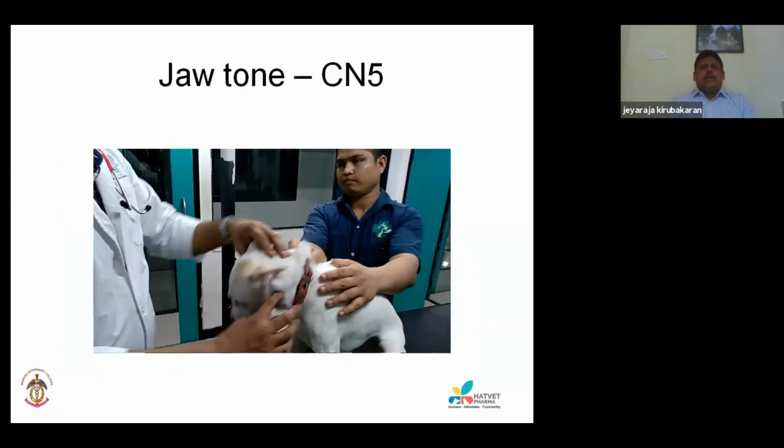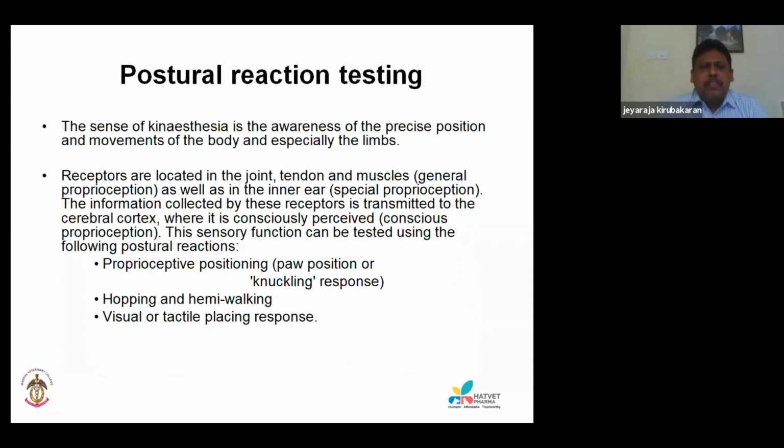Okay, so that is about the cranial nerves. Once you are done with the cranial nerves, then you do postural reaction testing. It is something like that. It's a sense of kinesthesia, that is awareness of the precise position of your limb and the body movement.